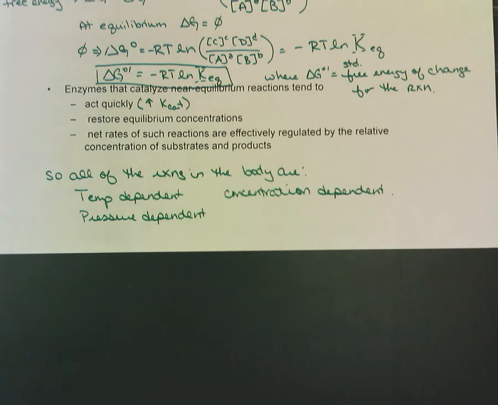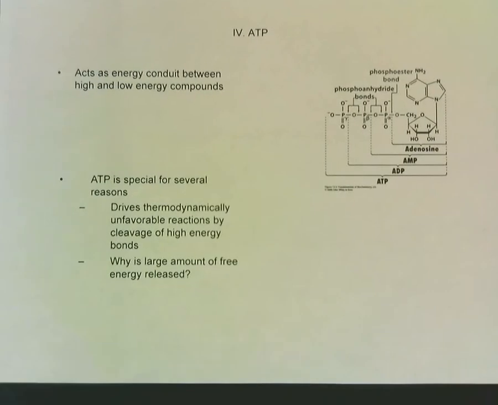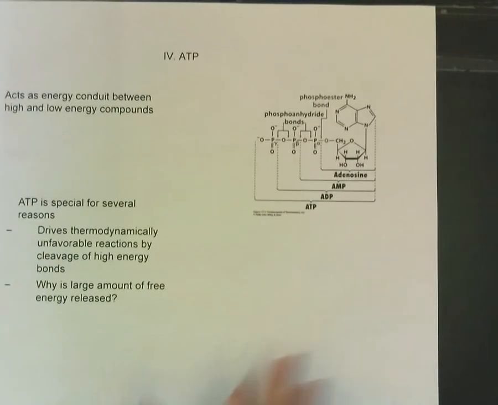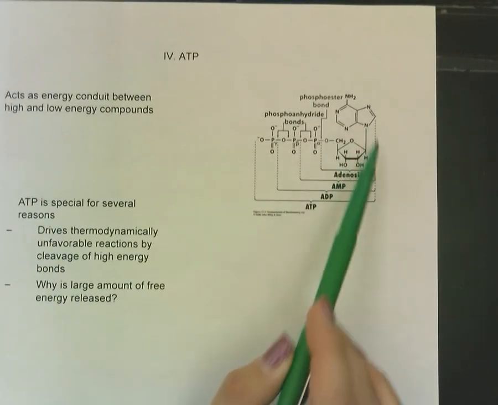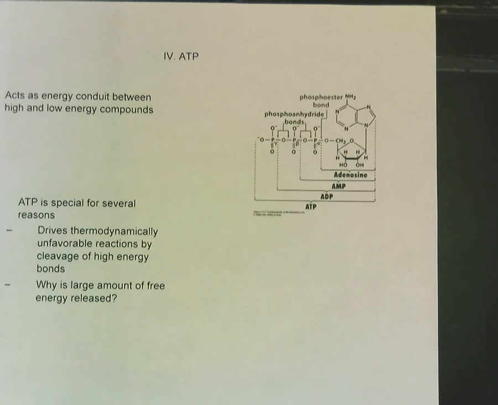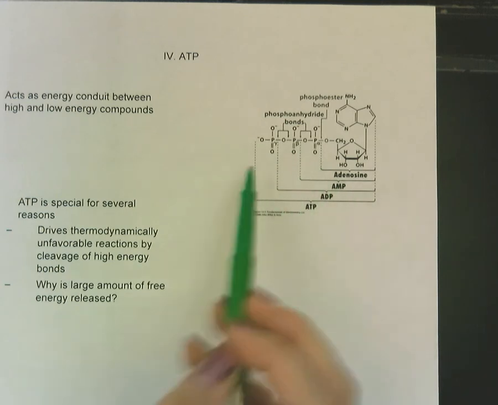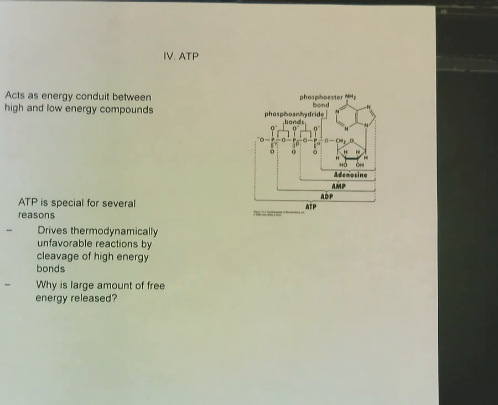The last molecule we're going to be concerned with is everybody's favorite molecule, ATP. Yay, ATP. All right, we have our old friend adenosine, which is attached to the ribose. We have AMP, ADP, ATP, depending on how many phosphates are attached. Its job is to act as an energy conduit between high and low energy compounds.